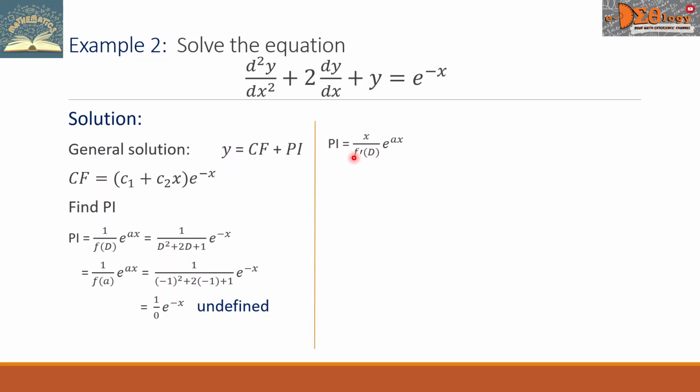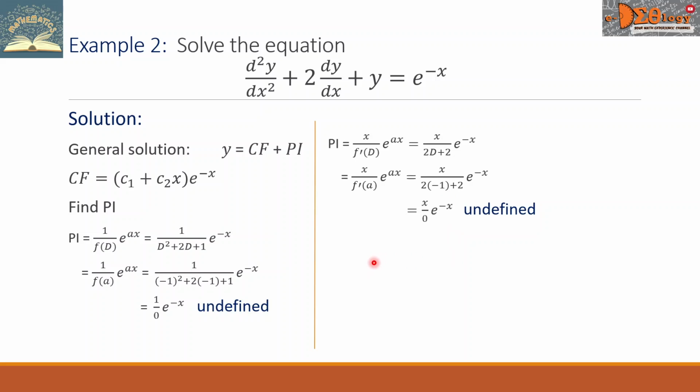So that is the PI equals, we multiply this expression by x, and then we take the derivative of the denominator. So it becomes x all over, the denominator is 2D plus 2, again multiplied by e raised to negative x. Then we evaluate our denominator with respect to a. The value of a is negative 1, so we have x all over 2 times negative 1 plus 2. When we simplify the denominator, it becomes 0. Again, our fraction is undefined.